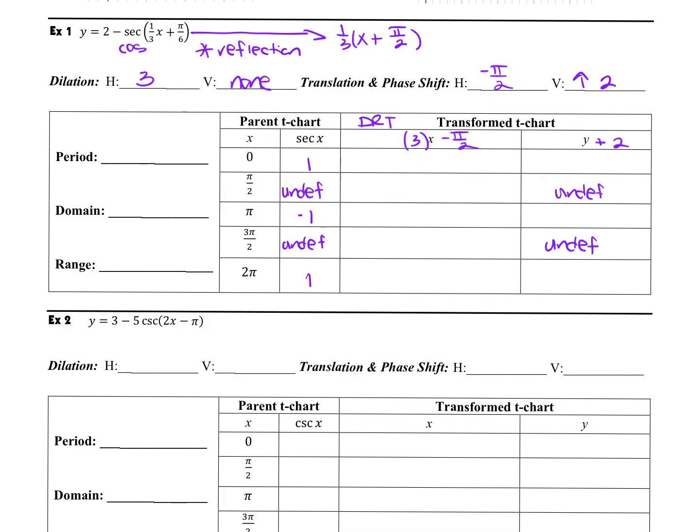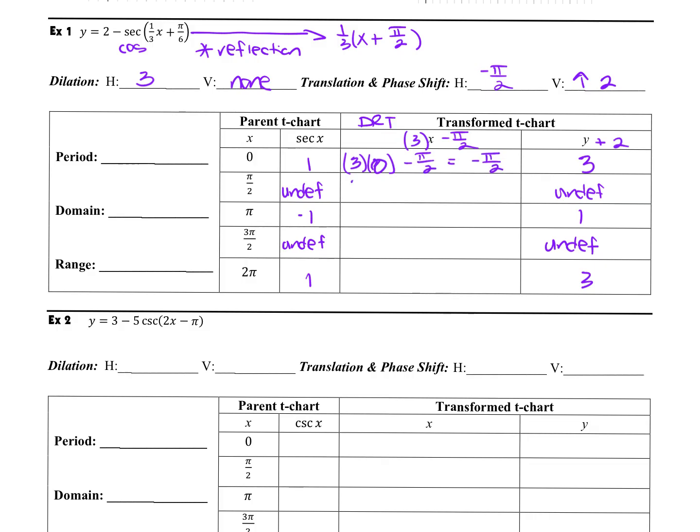Then our y values, we just need to add 2, which makes this a 3 and a 1 and a 3. Now, let's take a look at the x's. Those are definitely going to be more complicated. We're going to take the x value and multiply that by 3, so 3 times 0, then we'll subtract our pi over 2. That gets us to a negative pi over 2.